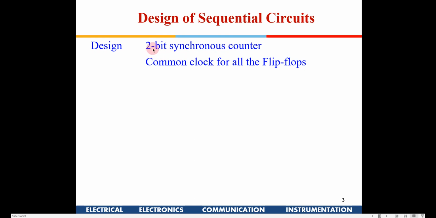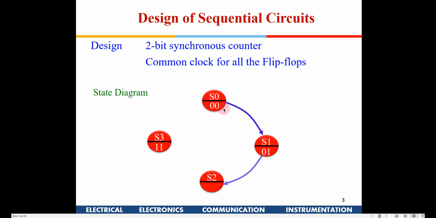To start with, we have taken an example of a 2-bit synchronous counter which is clocked from the same source. That means the clock is going to be the same for all the flip-flops. So what is the state diagram? The first state we want is 0 0, then 0 1, then 1 0, and 1 1. We want these four different states to follow in this particular sequence, and we want to design this particular sequential circuit.